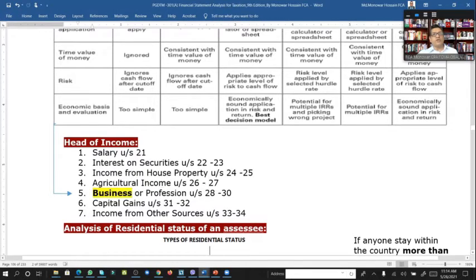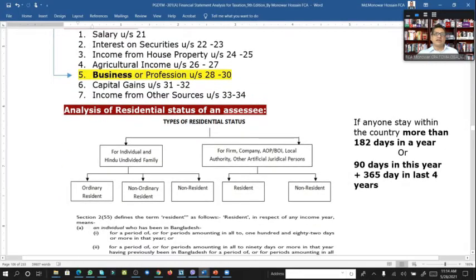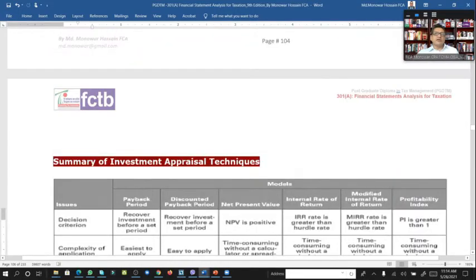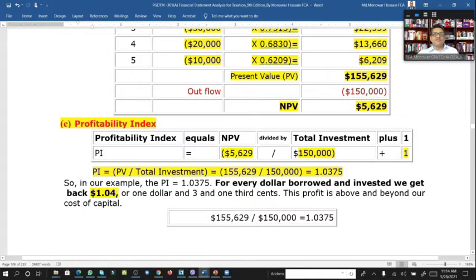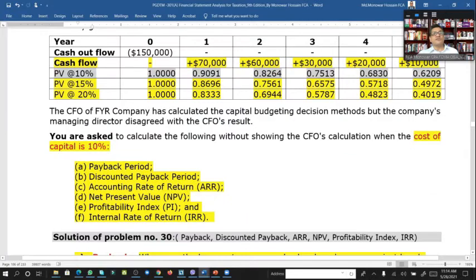And we know we have the heads of income: salary, interest on securities, house property, agriculture, business or profession, capital gain, and income from other sources. And some of these decisions we take for business purposes, which fall under sections 28 to 30. So it's for the investment purpose, just for understanding. If we take this one as a map, all the techniques are within this.